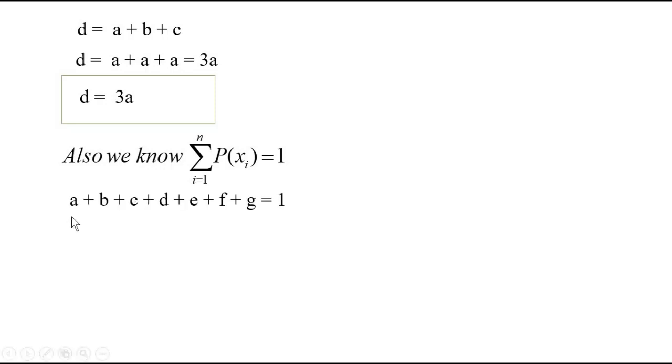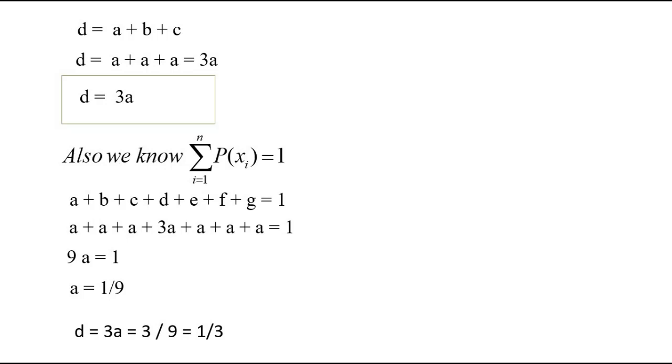Okay, so I have found out the total of all the probabilities, which is equal to 1. And you know that all the probabilities are equal except D. So A plus A plus A plus D. D is nothing but 3 times A, so A plus A plus A plus 3A equal to 1. Now solving this, we get 9A equal to 1, and the value of A is 1 by 9, and therefore the value of D is 3A, which is 1 by 3. So we have found out A as well as D.